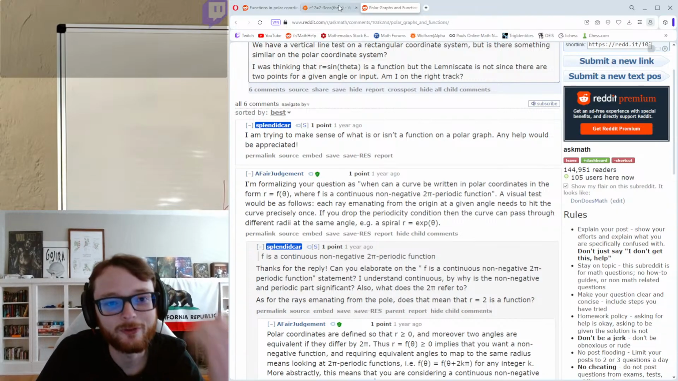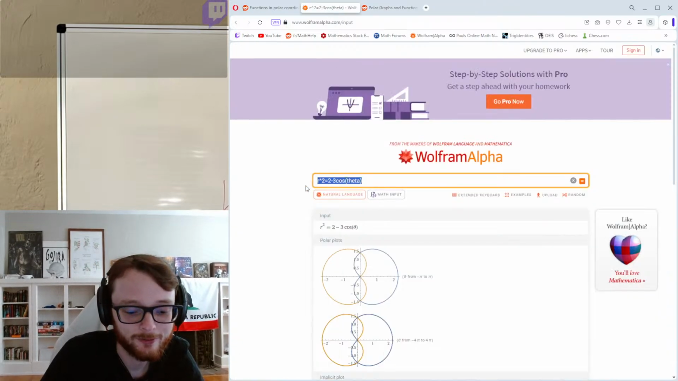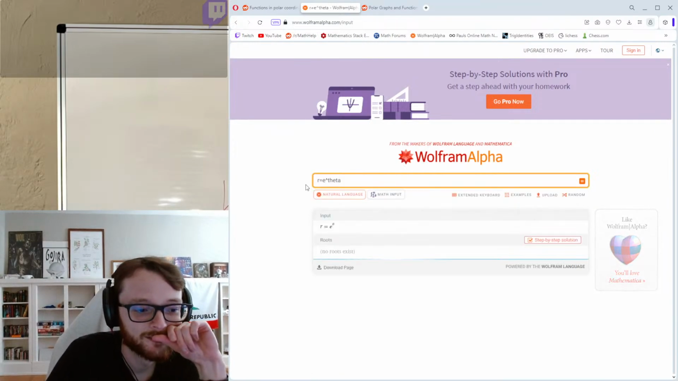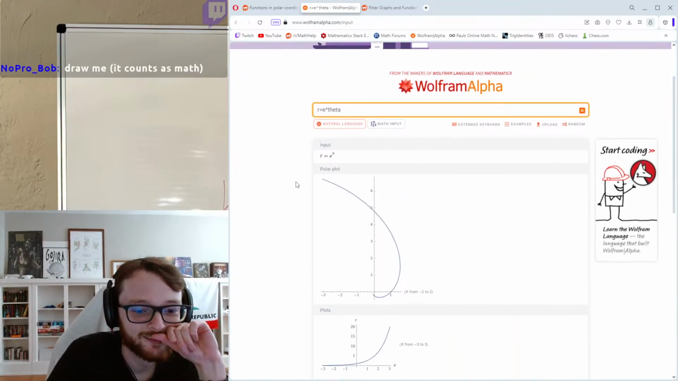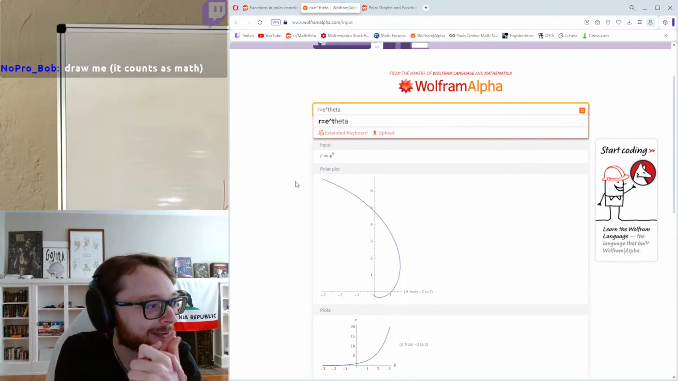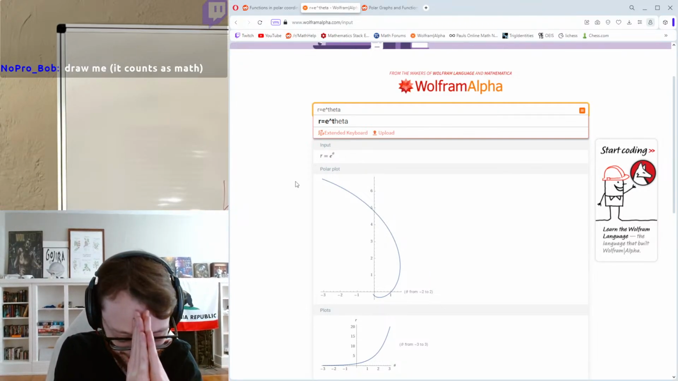Wait, r equals e to the theta? How does that look? Well, this person said it's a spiral, but I want to see it. Oh, well, Wolfram Alpha could choose a better plot there, but I guess it's a spiral. Hey Bob, oh no, I haven't seen you in a minute. Okay.